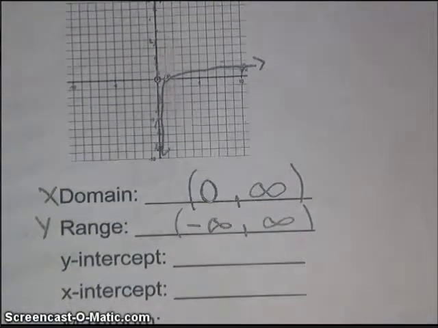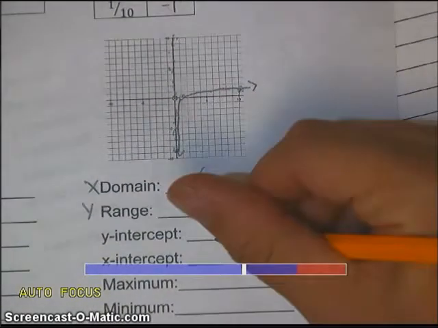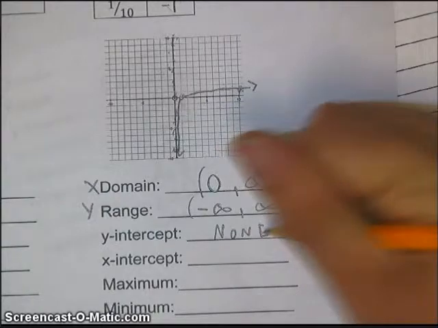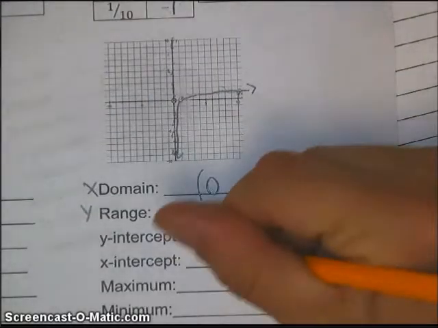Okay, the y-intercept. Where does it cross the y-axis? Well, I just told you. It approaches the y-axis, gets really close, but it doesn't quite get there. So that's none. It never crosses the y-axis. The x-intercept, though: does it touch the x-axis? Yeah, it does, right there. That's the point 1, 0.